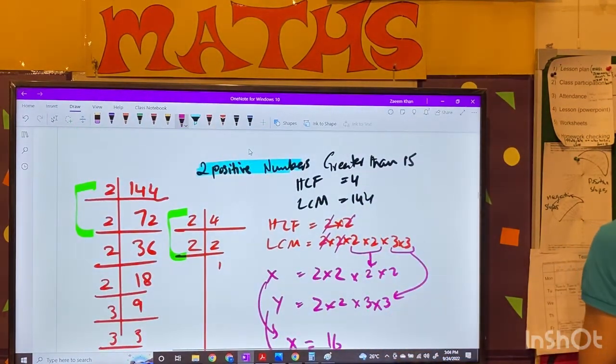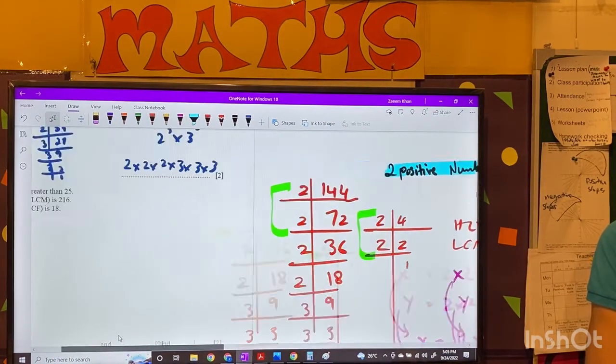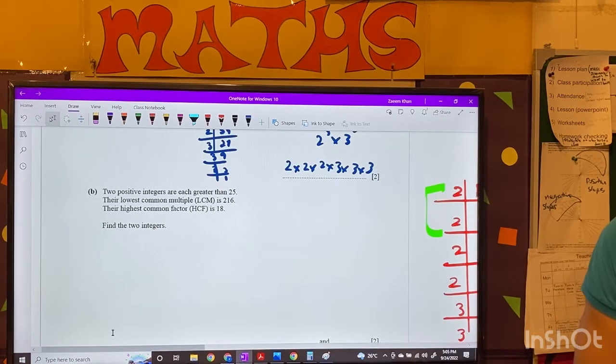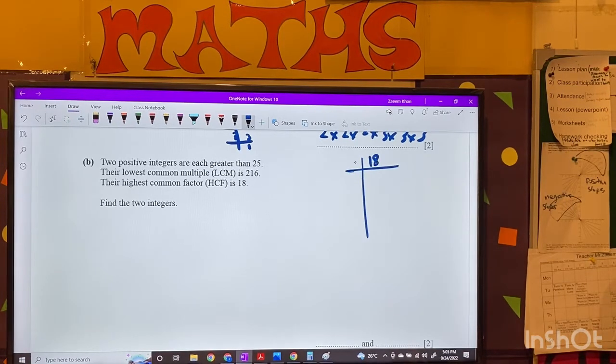Right? Let's go back to our original question now and try to solve that. Here we go. Two positive integers are each greater than 25. The lowest common multiple is 216. The highest common factor is 18. How are we going to start? So we can use division method. Division method once again. So let's start with 18.